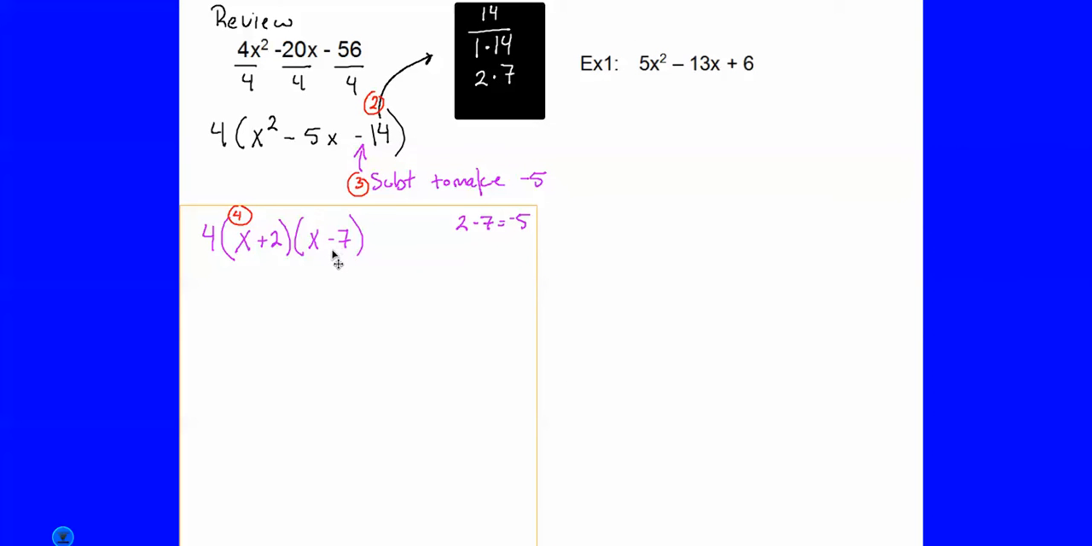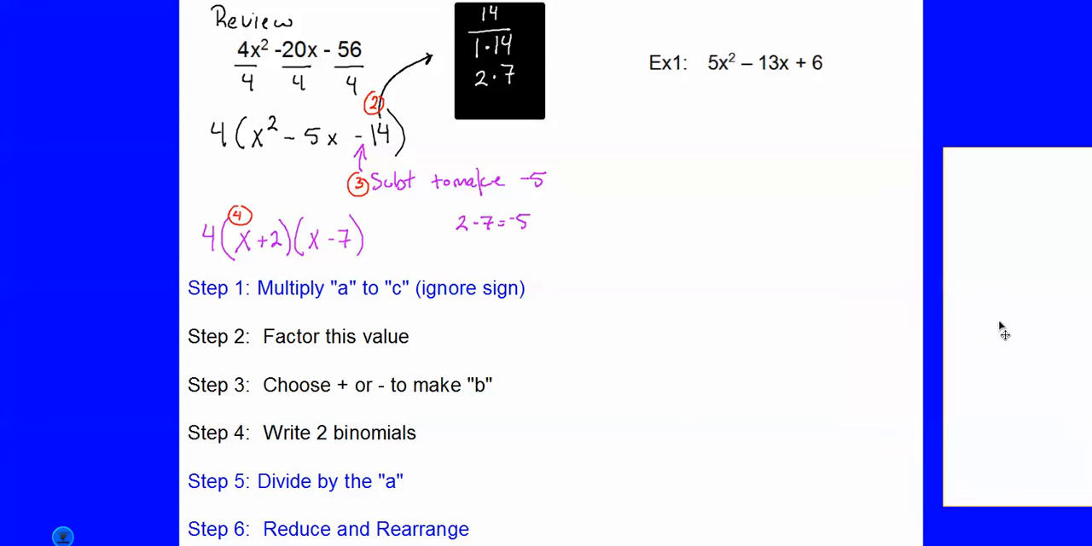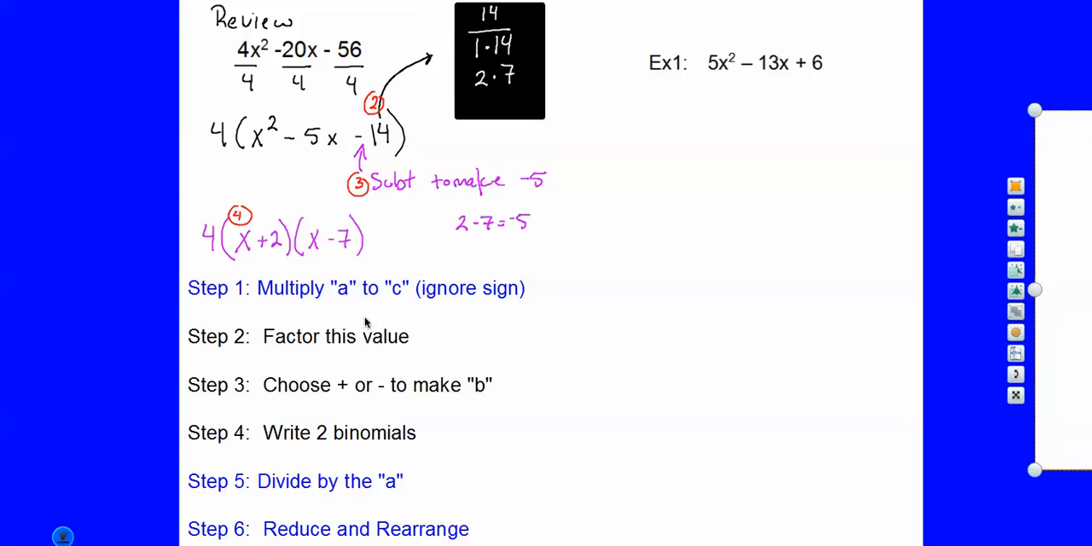The reason why I brought up this example is because we are going to add a few extra steps when we have no GCF and our a value is still not 1. So we have several steps here, and we will recognize some of them. Step 2 is factoring the value. Step 3 is choosing to make the b, and step 4 is writing the binomials. The new steps are in blue.